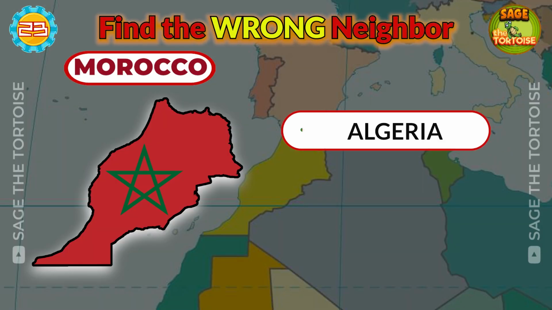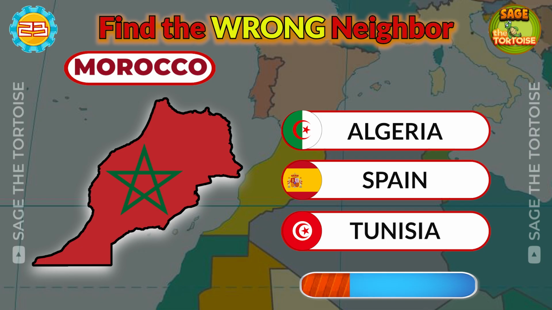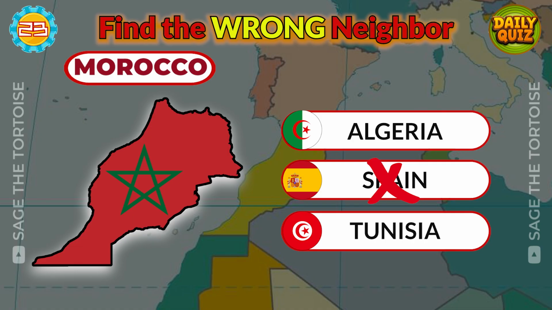Morocco borders Algeria, Spain, and Tunisia. Which one is wrong? The answer is Spain.